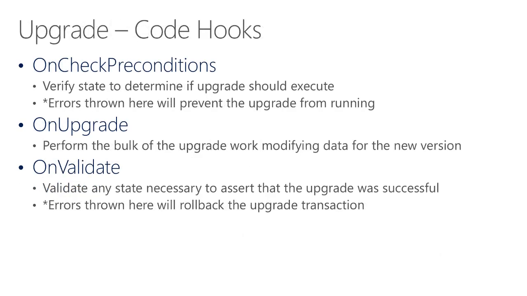In the upgrade code units, there are a few code hooks. The first is onCheck preconditions. It verifies the state to determine if an upgrade should execute, so if it's possible to run it. An error thrown here will prevent the entire upgrade from running. So if you cause an error here, it rolls the whole thing back. And then we have onUpgrade, which performs the bulk of the upgrade work, modifying data for the new version.